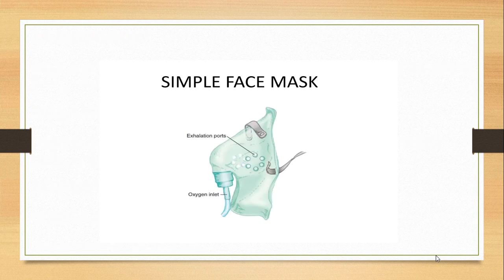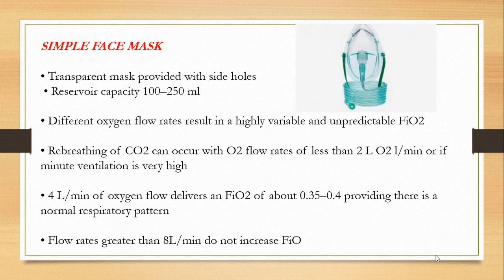Then comes the simple face mask. It has an oxygen inlet and expiratory exhalation ports. It is a transparent device and it has a reservoir capacity of about 100 to 250 ml. Different oxygen flow rates result in highly variable and unpredictable FiO2 that reaches the patient. The other downside is that if the flow rates are very low, then there can be rebreathing of CO2 that can happen with this mask.